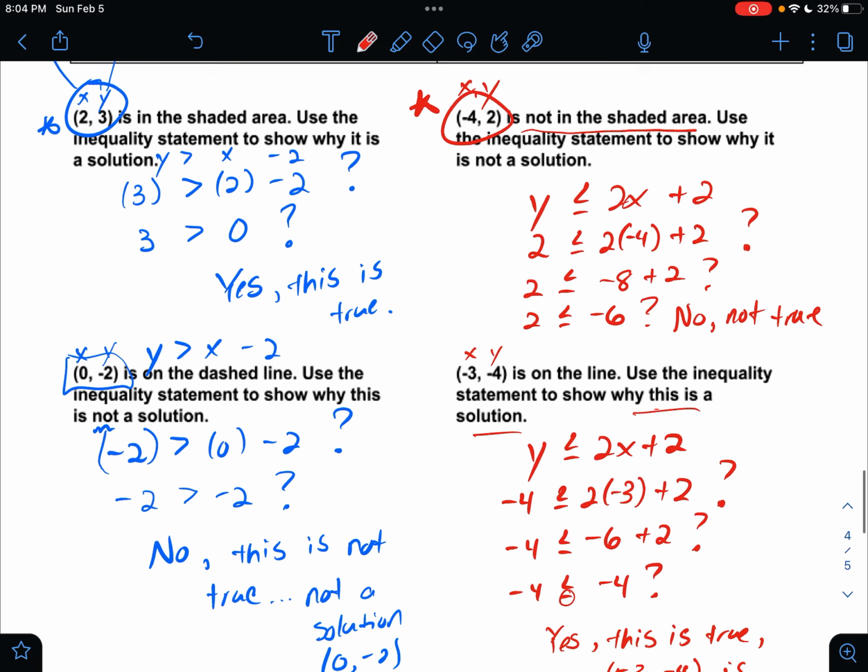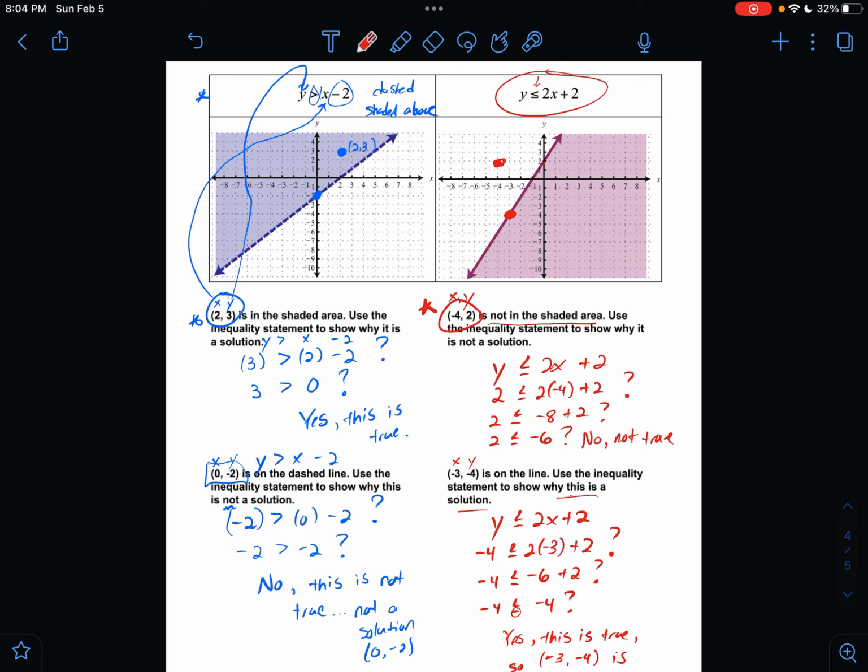So on this page, we took some examples of the graph that was already done for us and showed why points in the shaded area are solutions, why points on the dotted line are not solutions, why points on the solid line are solutions, and why points in the completely unshaded area are not solutions. So shaded area, always a solution. If it's on the line, we have to ask ourselves, is the inequality equal to, or is it just a greater than or less than symbol, to determine whether that is a solution or not?